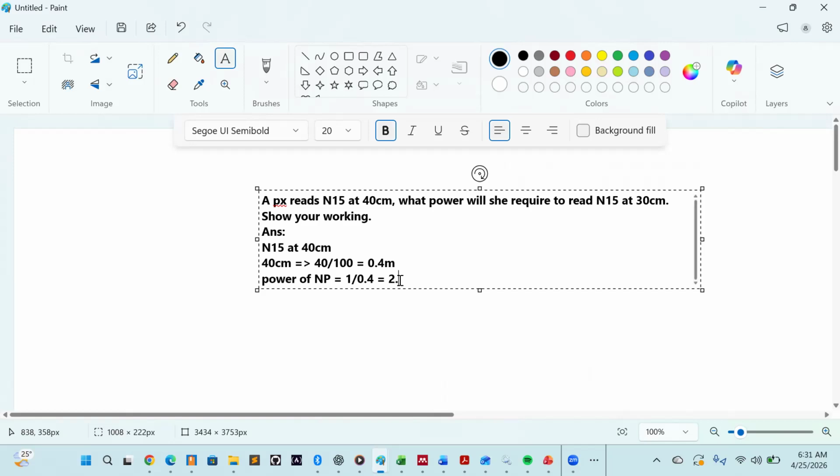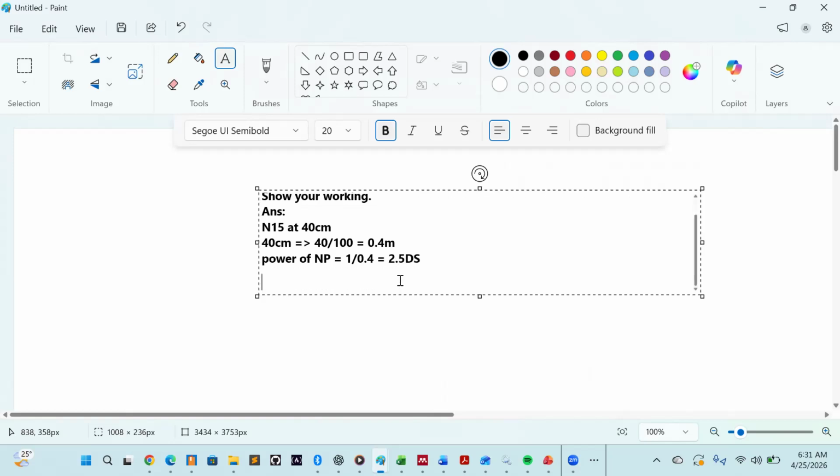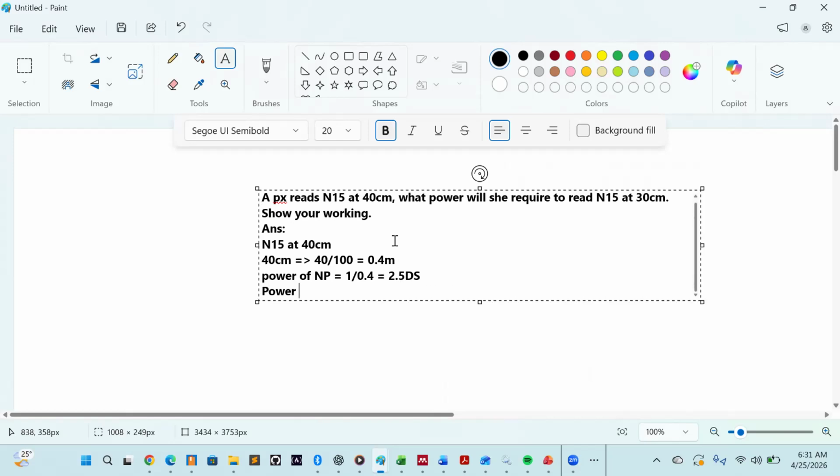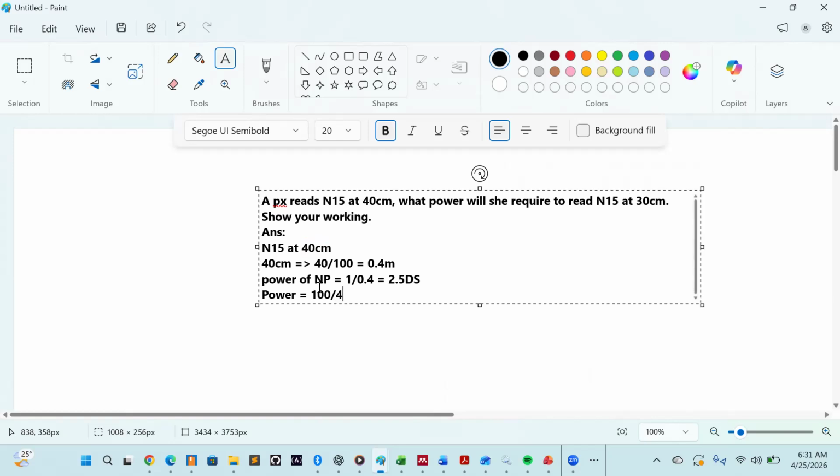So it's 2.5, by the way. What I say you should do is, whatever they give you in centimeters, alternatively just say the power is equal to 100 divided by 40, if that one is easier for you. So if it's 50 centimeters, just use 100 divided by 50. That will be 2. 100 divided by 30 will be 3.3. It's easier to do that than doing 1 over, 1 over.